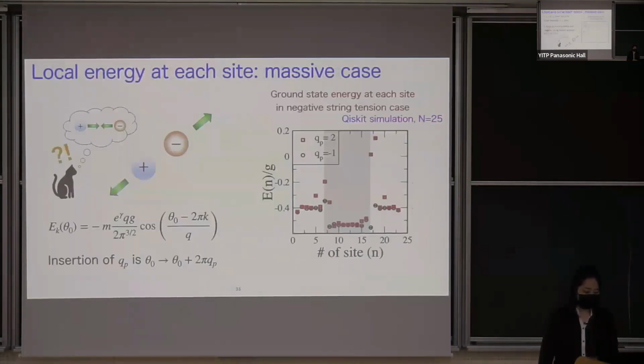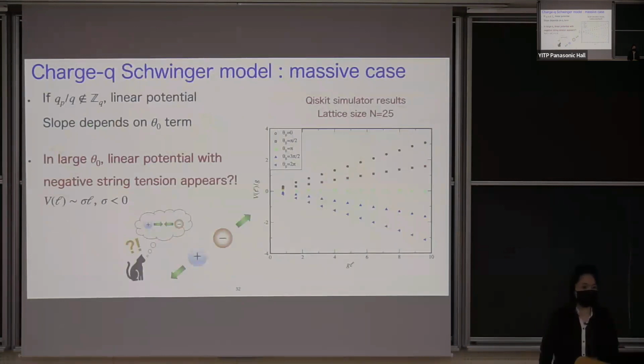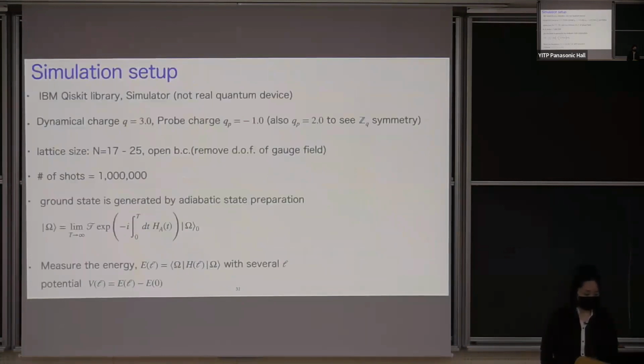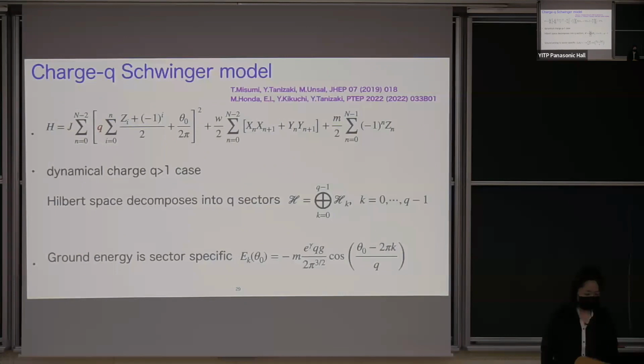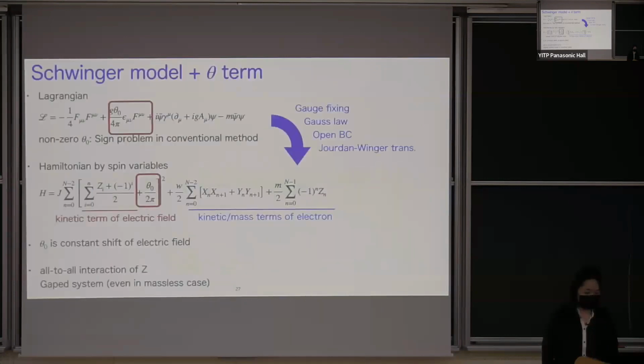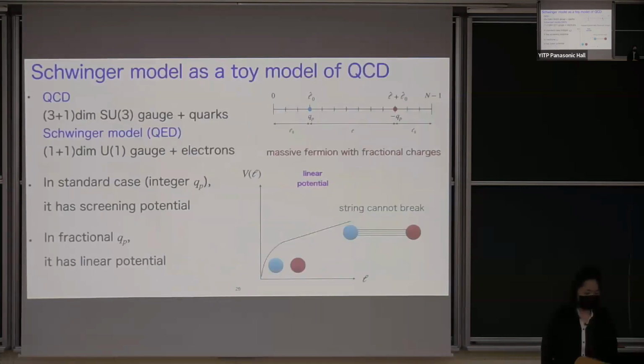my friend Arata Yamamoto-san at the University of Tokyo already implemented finite density in the Schwinger model. And actually, there is no additional difficulty in the Hamiltonian formalism.